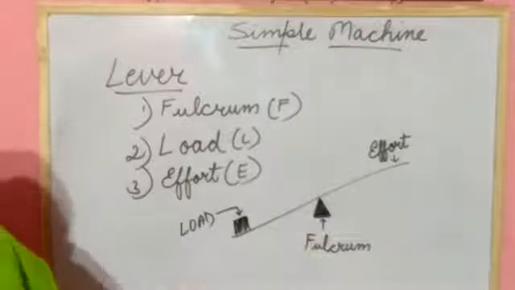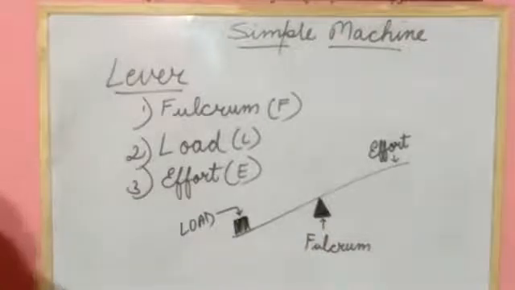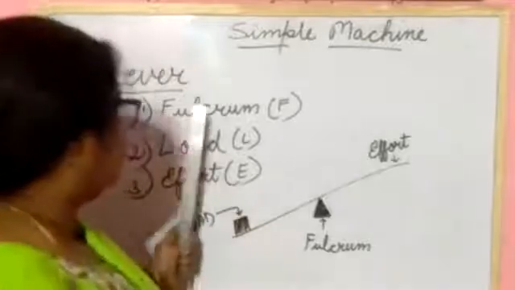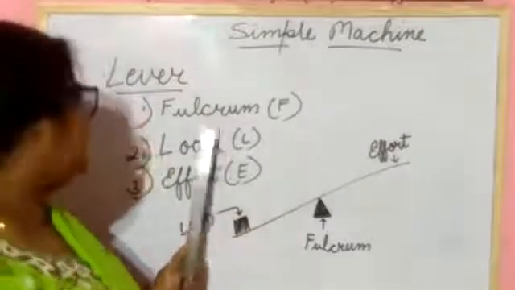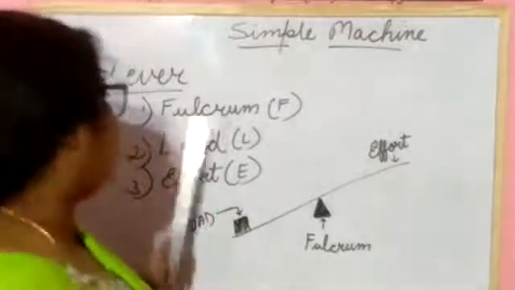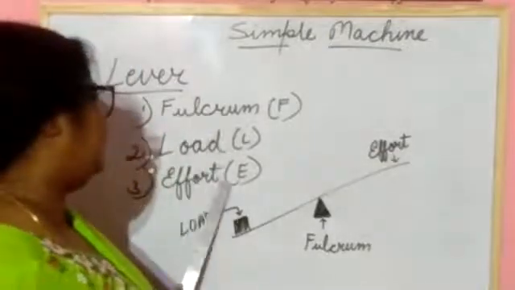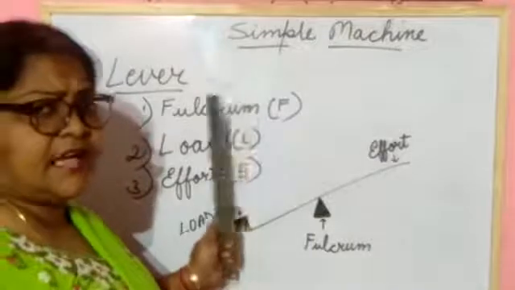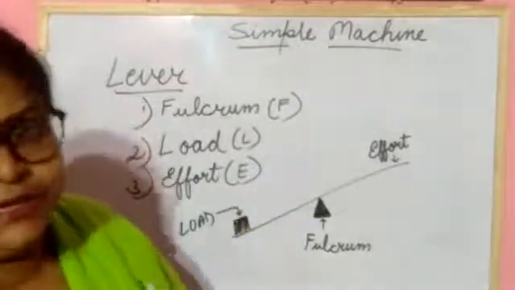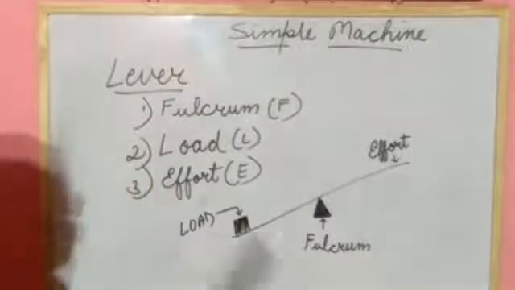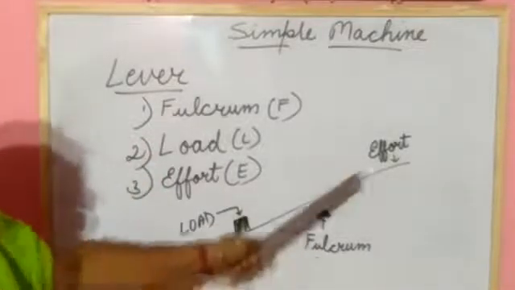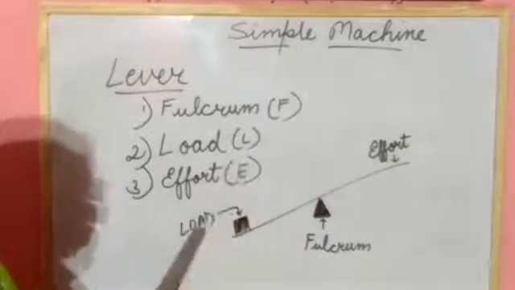This fixed point. A lever has three parts. What are the three parts? Fulcrum, load, effort. Understood? We indicate fulcrum as F, load as L and effort as E. Here this one is showing the fulcrum, this one the effort and this one the load.